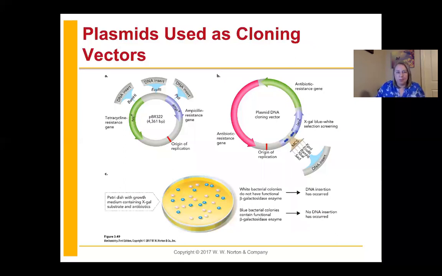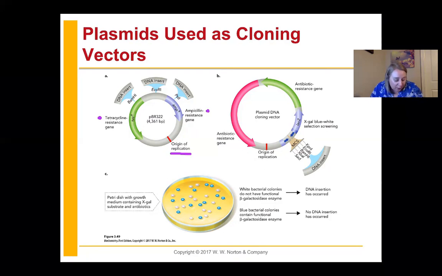So here are some example plasmids that are used as cloning vectors. And so what you have are circular pieces of DNA that have an origin of replication, right? And then typically they have at least one, maybe two antibiotic resistance genes. So if you have the TET-R gene, it makes you resistant to tetracycline. If you have the ampicillin, AMP-R, that's what the R is for, makes you resistant to ampicillin. So bacteria that have this plasmid can grow on media that contain ampicillin, and they can grow on media that contain tetracycline. That would normally kill most bacteria.